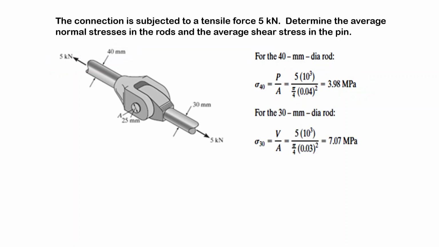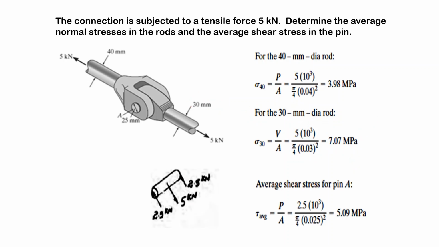Next, the second rod, 30 millimeter diameter. Same force. The diameter changes, and as expected, the stress will increase. The result is 7.07 megapascals.